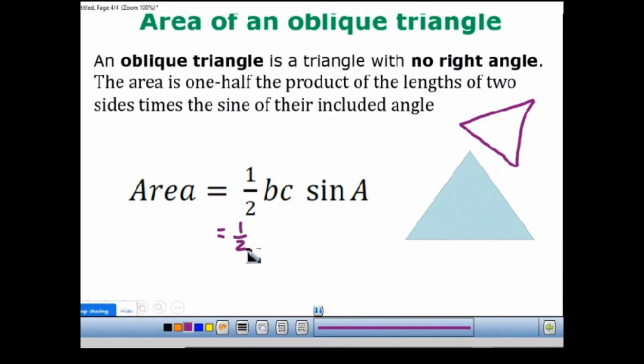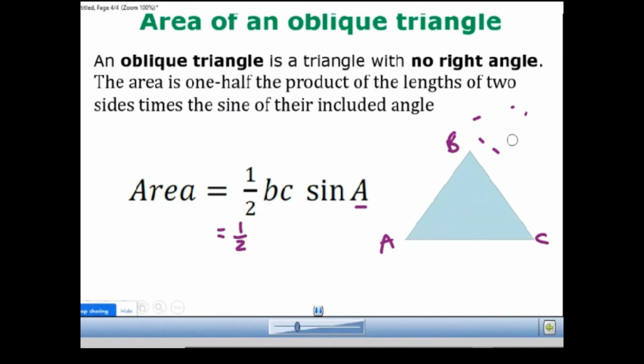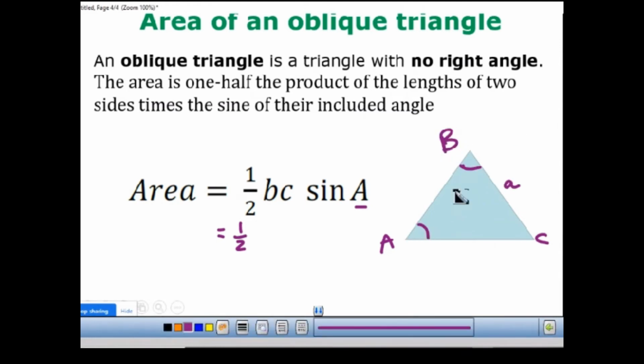So it says 1/2 base times height times sine A, which means sine of the angle between them. So let's say this is A and B and C. And obviously, you know by now that uppercase A is the angle, lowercase a is the side facing it, uppercase B is an angle, facing lowercase b, which is a side, uppercase C is an angle, facing lowercase c, which is a side.